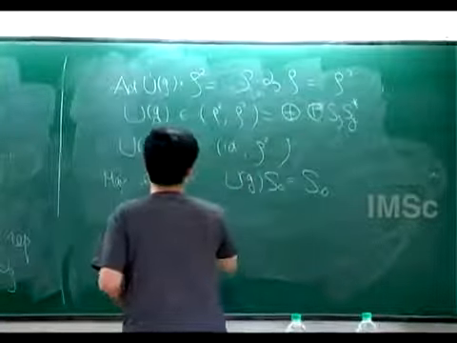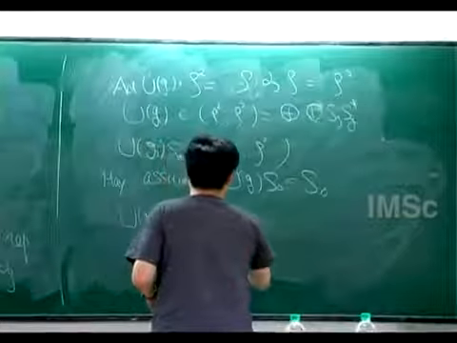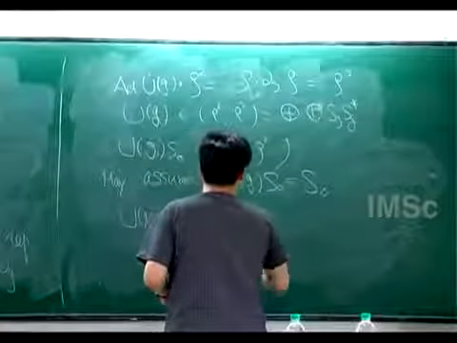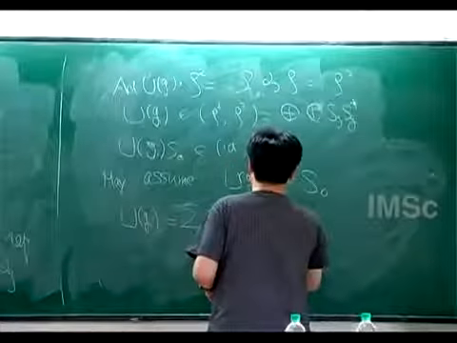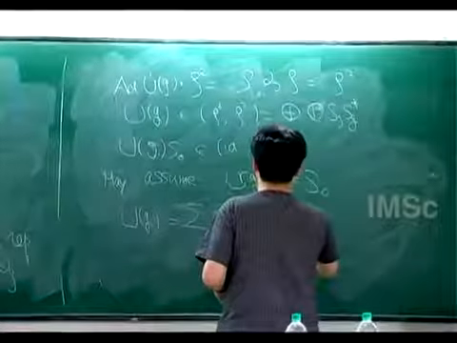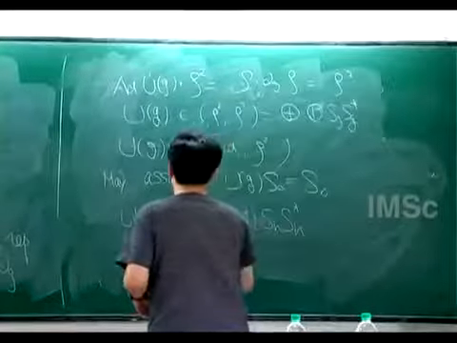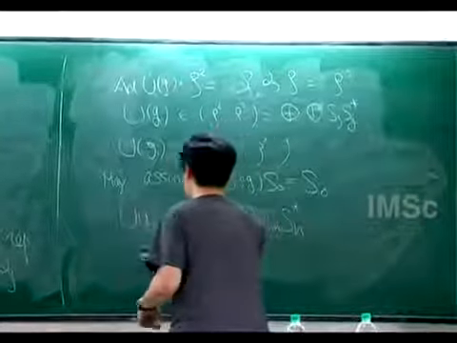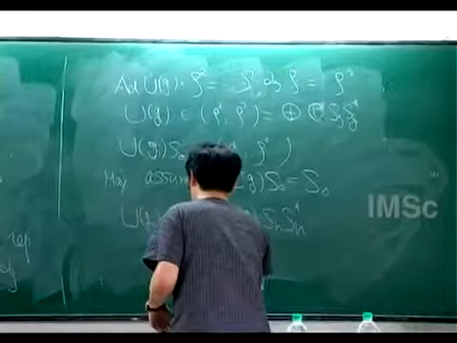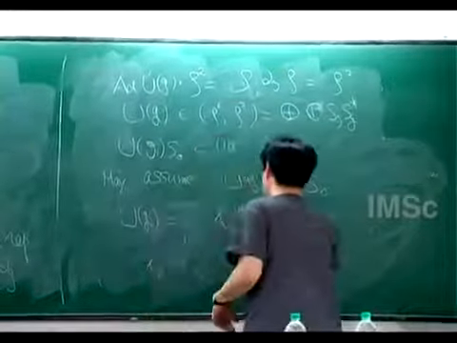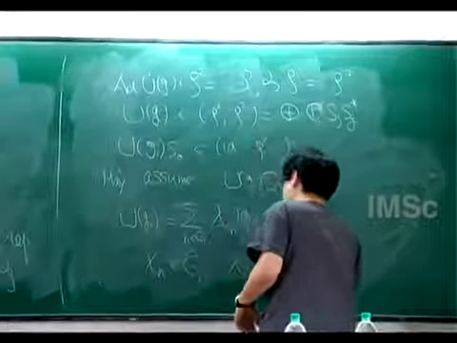So it means that there are characters, one-dimensional representations, satisfying this relation. And this is a character. And by normalization, chi 0 is 1.